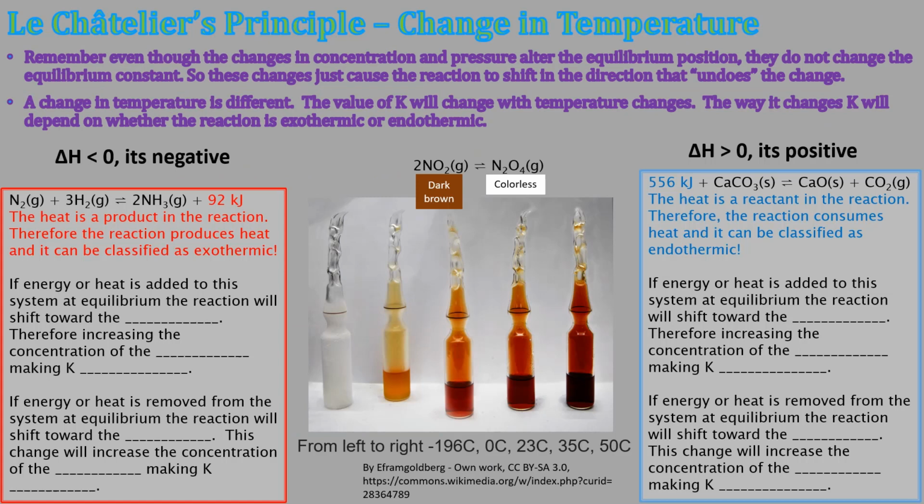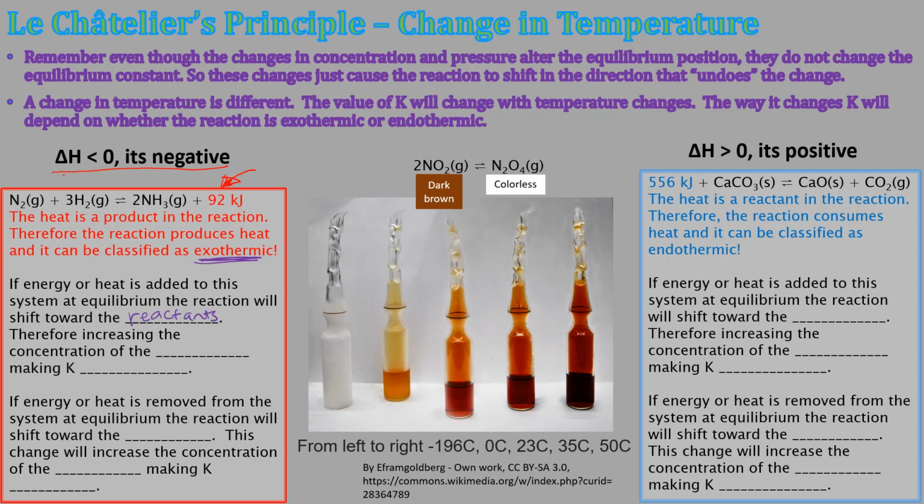All right, and then the last thing we're going to talk about is change in temperature. If you've noticed, in all of the equilibrium problems, they always give you temperature, and that's because K will change if the temperature changes. So we have to consider that. So if delta H is negative, less than 0, then that means it's exothermic. Heat is a product of the reaction because it's being let off. So if energy or heat is added to this reaction system at equilibrium, the reaction will shift toward the reactants.